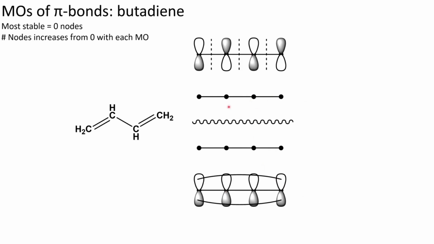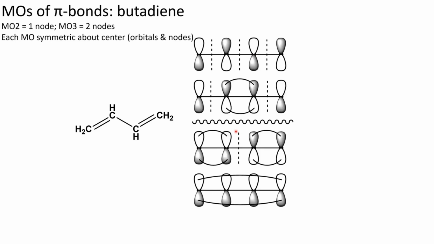But how do we draw those nodes? Where do we put those nodes, and what do the orbitals look like? Well, each molecular orbital must be symmetric about the center of the molecule. So when we have 1 node, that node will go right in the center of the molecule. These 2 orbitals will be in phase, then we'll have an out of phase for the node, and then 1 more in phase overlap. For 2 nodes, again, we'll put them symmetrically about the center of the molecule. So we'll start with an out of phase overlap, then an in phase overlap, and a final out of phase overlap. And then we get to the 3 nodes in the 4th molecular orbital. Again, symmetrically oriented, and they're all out of phase overlaps.